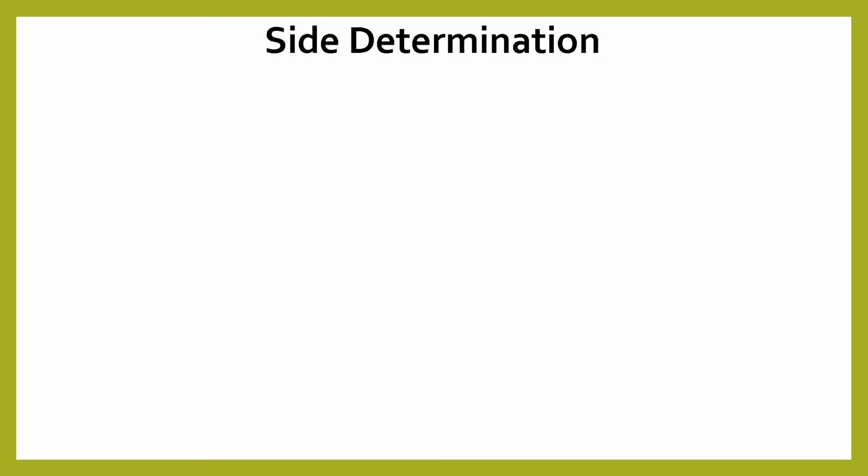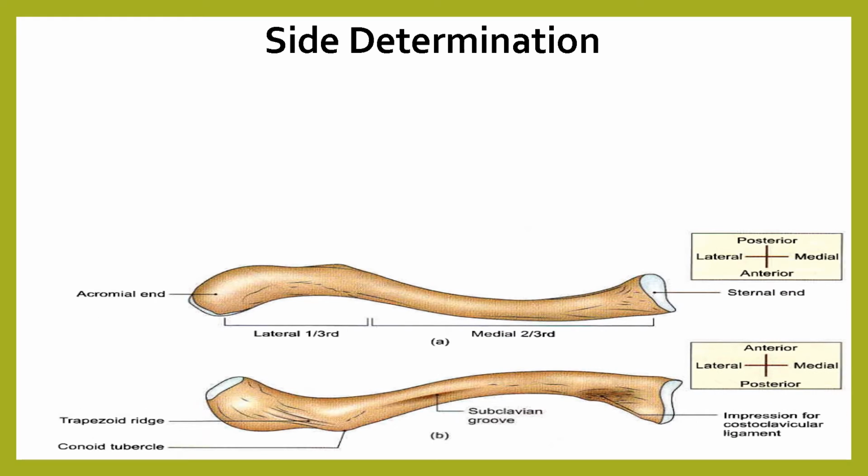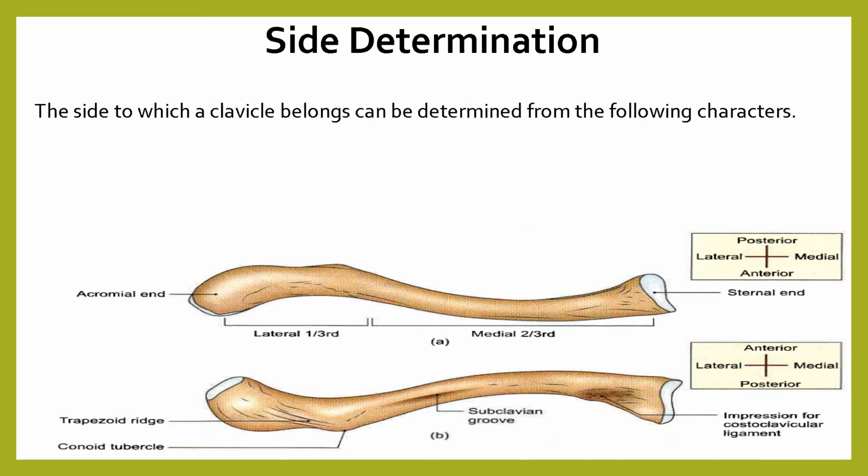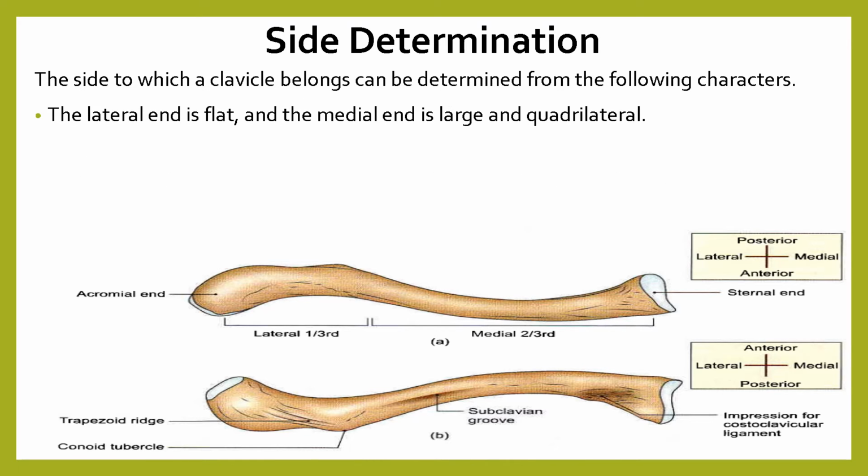How to do side determination of the clavicle? There are 3 points on which we can determine whether it is a bone of the right side or left side. First point is the lateral end is flat and the medial end is large and quadrilateral. You can see in this image, this is a quadrilateral type of shape, and this is flat, this is the lateral end, and this quadrilateral part is the medial end.